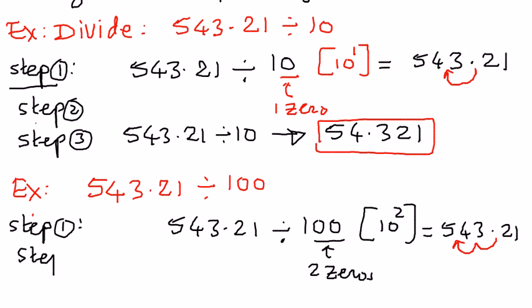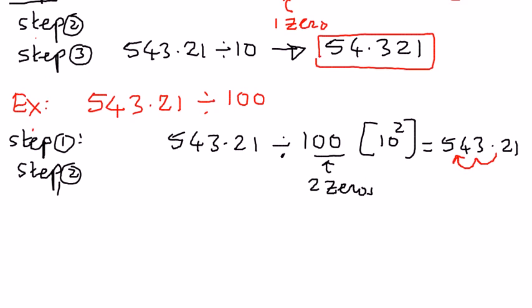In step number 2, what did we do? We have identified the number of zeros in 100. There are 2 zeros in 100, or if we were to write 100 as an exponent, we can write it as 10 to the power of 2. Therefore there are 2 zeros in 100. Therefore when we divide 543.21 by 100, we're going to move the decimal place 2 places to the left.